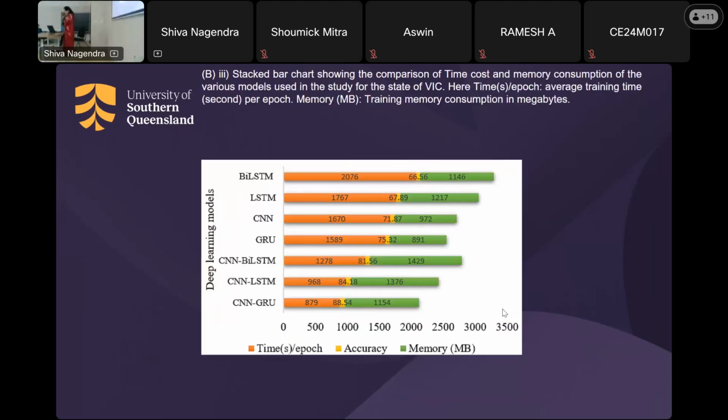This was another question asked by the reviewer: what was the memory used? It's a stacked bar chart showing the comparison of time, cost and memory consumption of the various models used in the study. Time per epoch refers to the average training time per second per iteration. And memory is the memory consumption in megabytes.